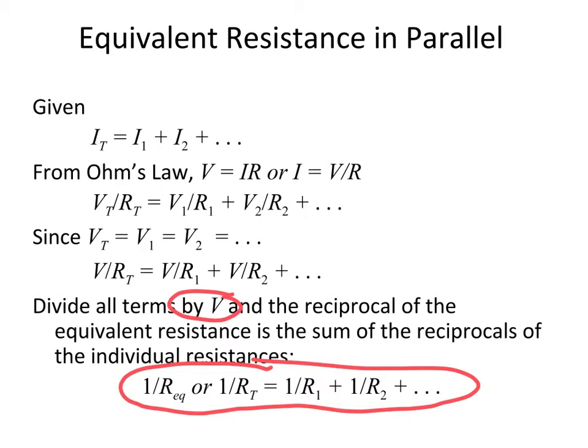So instead of adding the individual resistances together to get the total resistance, the way that we did with the series circuit, we add the reciprocals of each resistance together, and we get the reciprocal of the equivalent resistance. That's important to remember, because when we're done this calculation, we'll end up with 1 over the equivalent resistance. So our last step is going to be to take the reciprocal of that. We have to flip it when we're done to get the final result.